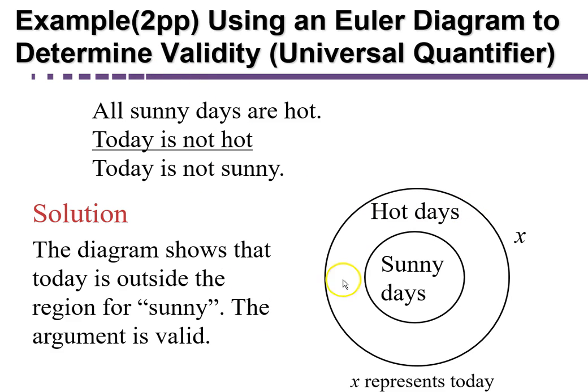So we're going to have the universe of hot days. We're going to have sunny days inside hot days. Today is not sunny. Notice we're negating this. And the diagram shows the position, today is not hot, X outside of Euler's diagram, but we are negating. So this is a valid argument. Again, pause and sketch.